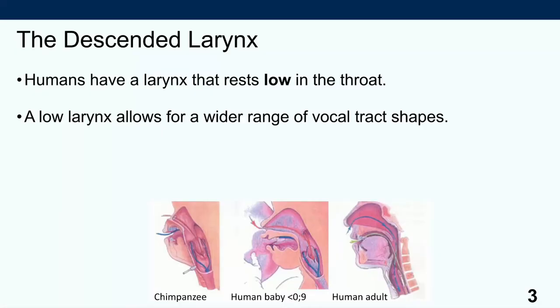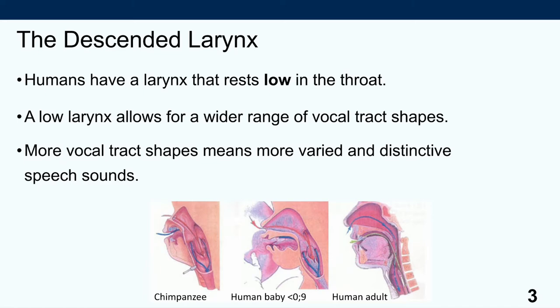You can imagine if our larynx wasn't down here, but was rather up there pressed against the root of our tongue, then we couldn't retract our tongue to make all these wonderful back sounds as we find them in beautiful words like book or krochekaste. So a low larynx allows for a wider range of vocal tract shapes. And allowing more vocal tract shapes means more varied and distinctive speech sounds, which of course is a massive boon to communication. And in fact, it seems to be such a big boon to communication that we've evolved this ability in spite of its inherent danger.